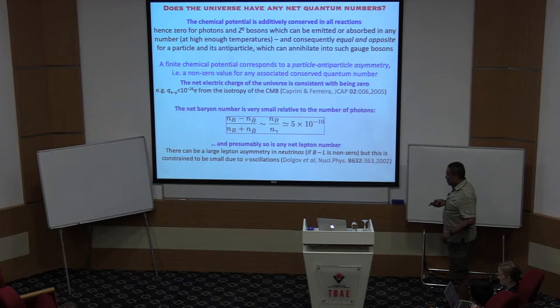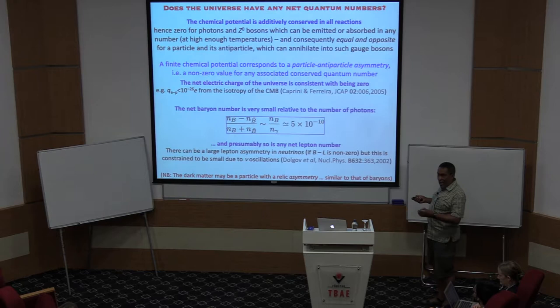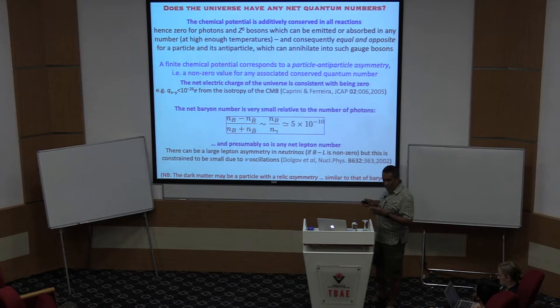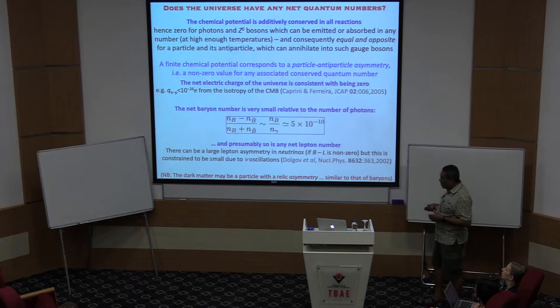Now, in principle, the dark matter may actually also be a particle with a relic asymmetry similar to that of baryons, because if the dark matter couples to the SU(2) anomaly, in other words, couples to the W in the same way that baryons and leptons do, it can actually share in whatever initial asymmetry there was. But we will not discuss that today.